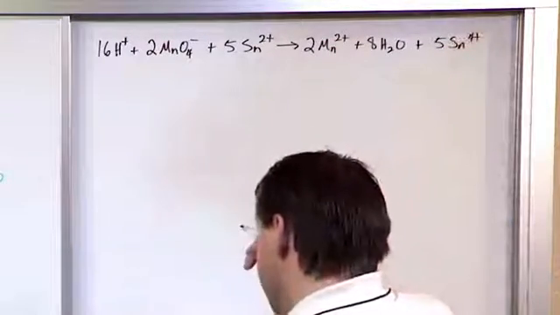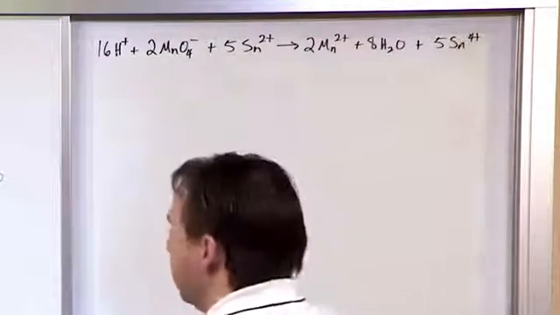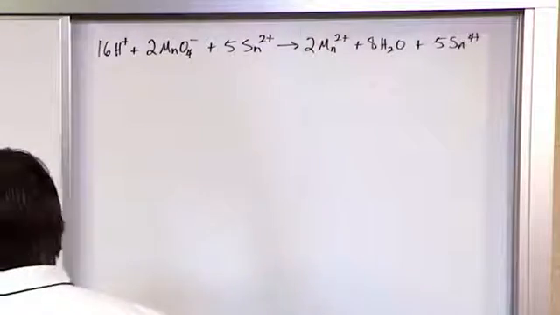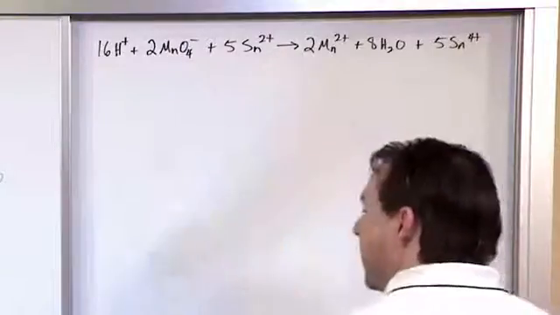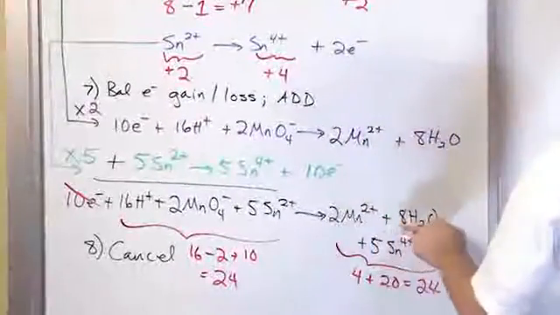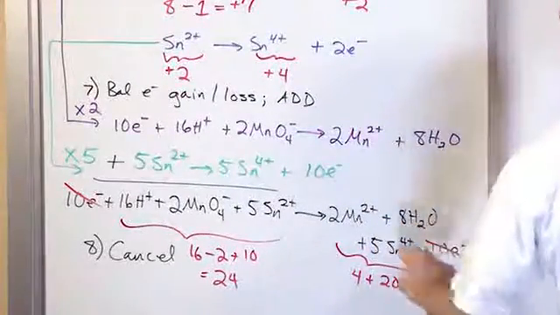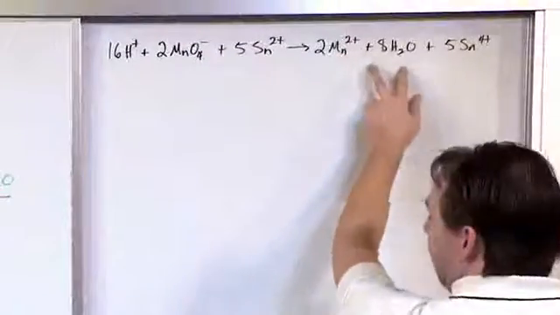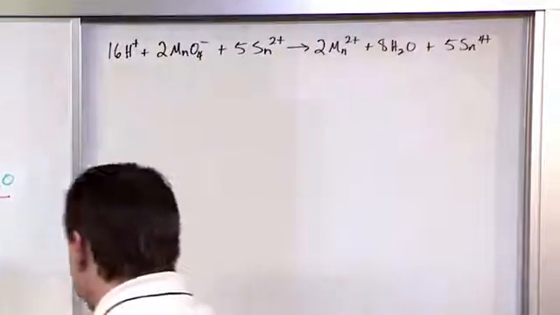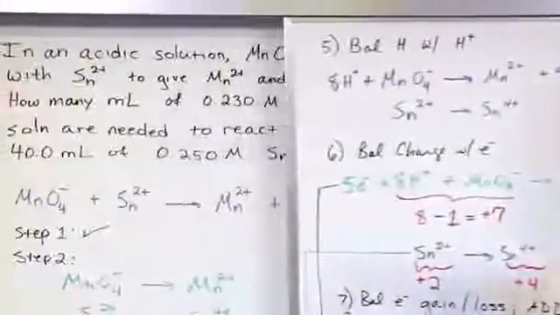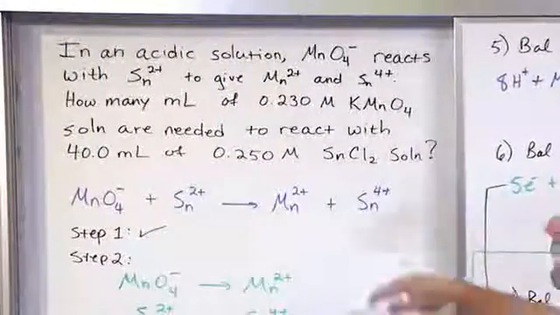So this reaction is exactly what we just had from before. I didn't change anything. 16 hydrogens, 2 permanganates, 5 tins. On the right-hand side, 2 manganese, 8 waters, and 5 tins. So the reaction is the same. Now let's read our problem again and see what we need to do. So we've done the first part.